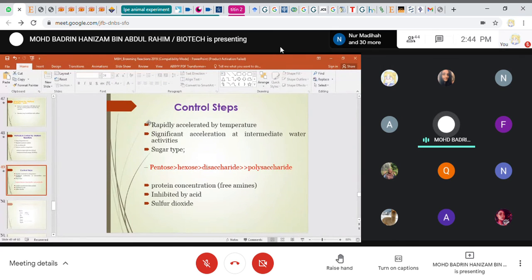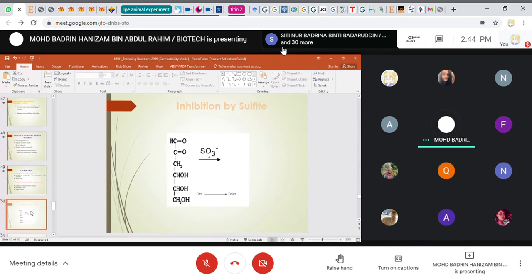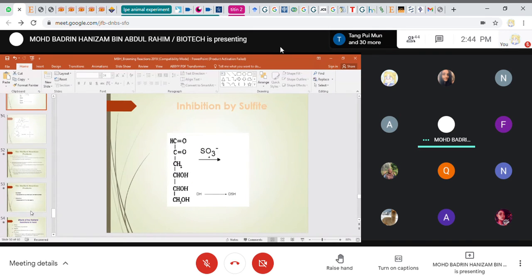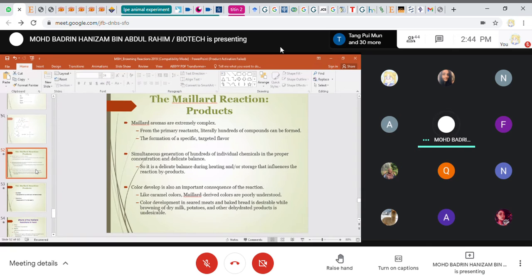The reaction is rapidly accelerated by temperature, with significant acceleration at intermediate water activity and depending on sugar type. I just mentioned that before, on the same slide. The Maillard reaction products and Maillard aroma are extremely complex from the primary reactant, which means that after the formation of the amino rearrangement product, literally hundreds of compounds can be formed.